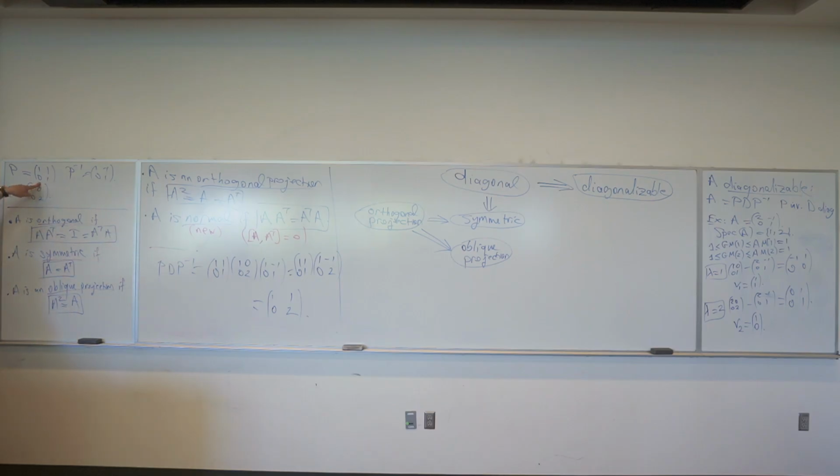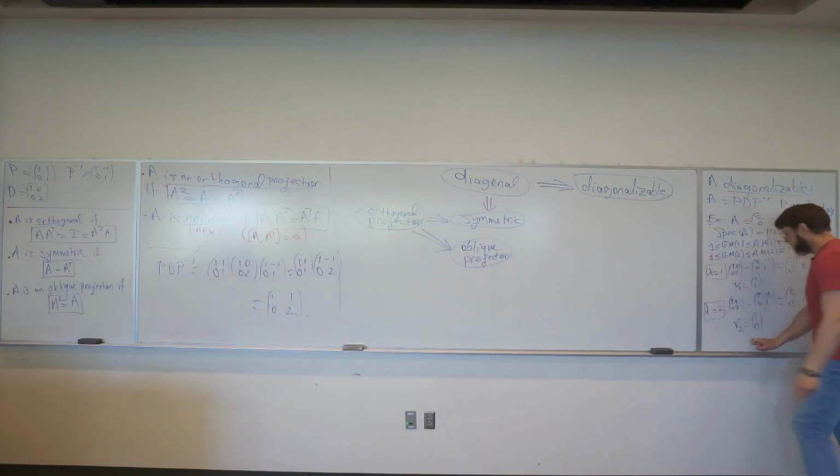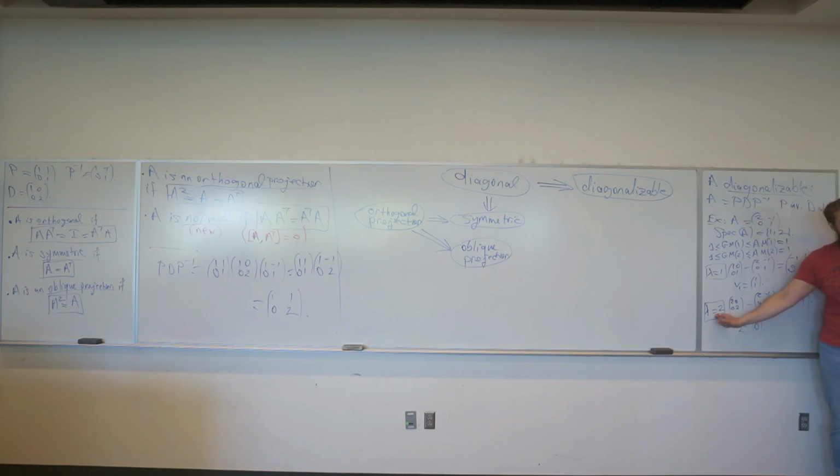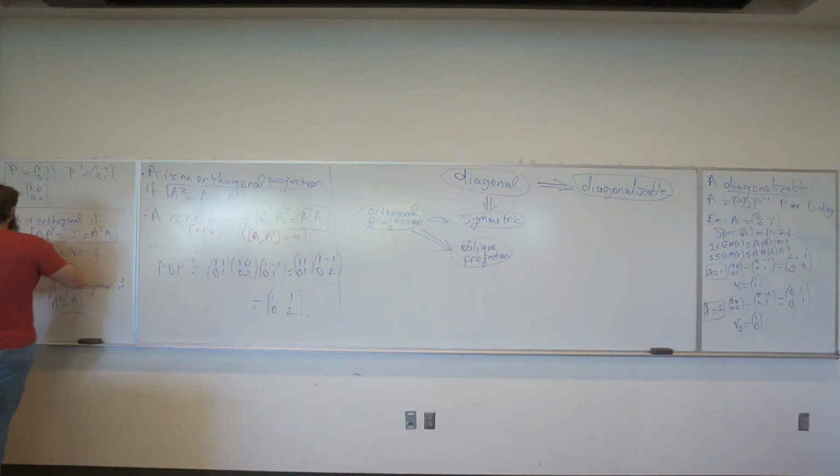Because in this case, I took as the first column the eigenvector associated to 2. So if I'm going to use this as the first column, the first entry in the diagonal better be this guy. So let's do this correction here.